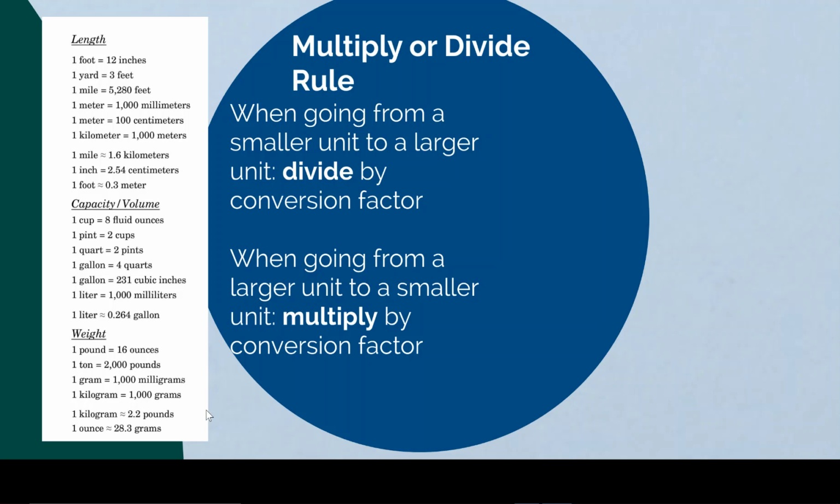This is the sheet that you're going to get on your math exam, and I took this list of conversion factors directly from that sheet. So, why is it that when you go from a smaller unit to a larger unit, you divide, but going from a larger unit to a smaller unit, you multiply? Well, think of it this way.